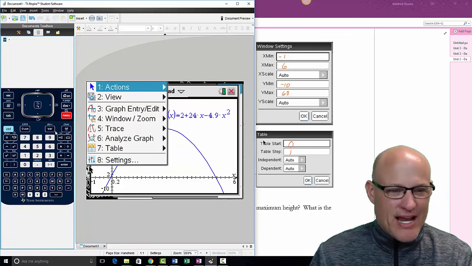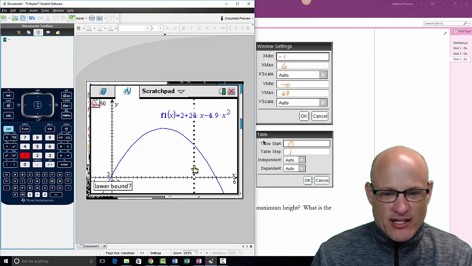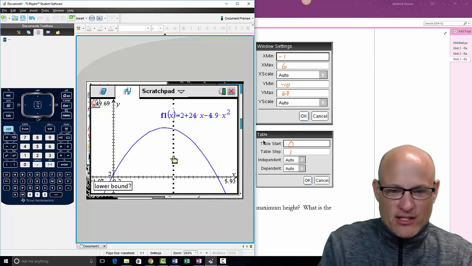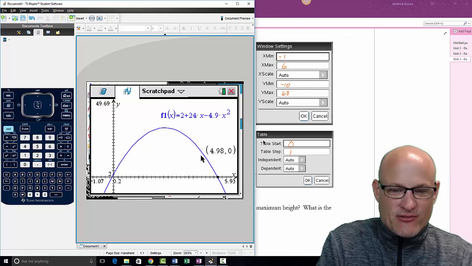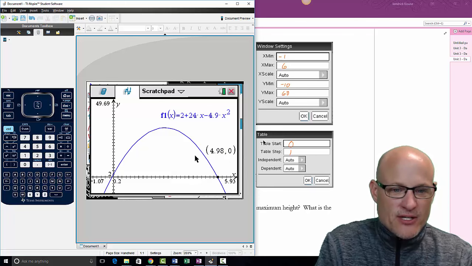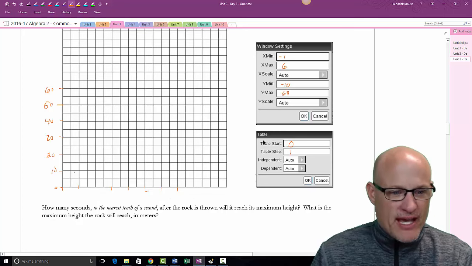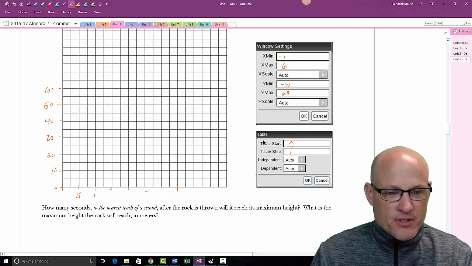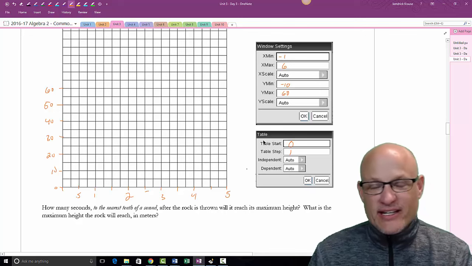So we're going to go menu, analyze the graph 6, and we're going to call it zero. So you got to get to the left side, click. 0 and 0. So it looks like it's just less than 5. So in order to get a better handle on what's going on, maybe I'm going to make every one of these a half: 0.5, 1, 1.5, 2, 2.5, 3, 3.5, 4, 4.5, and 5. Because I don't need to get exactly 5.